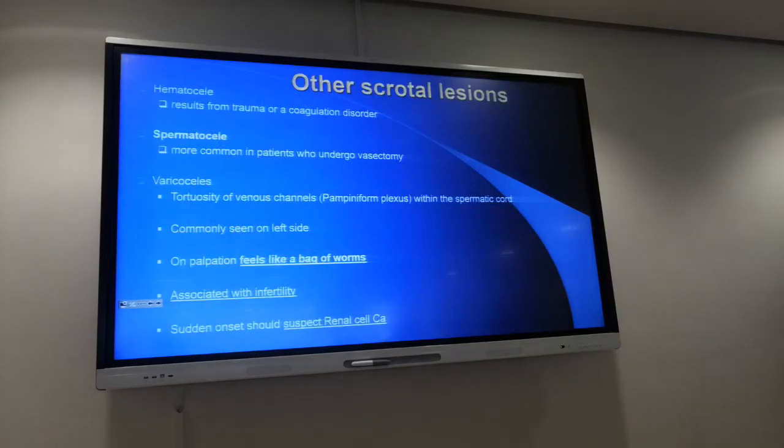All right, what else would you see in the scrotum? Including a hematocele, usually resulting from a trauma or a coagulation disorder. Spermatocele, in this case, in patients who have undergone vasectomy, once they cut it, there may be accumulation in that region. Now, varicocele is an important entity, because when it happens, it may result in infertility.